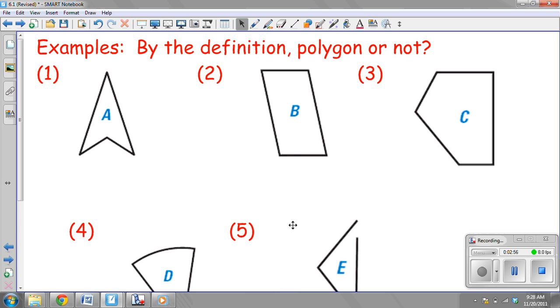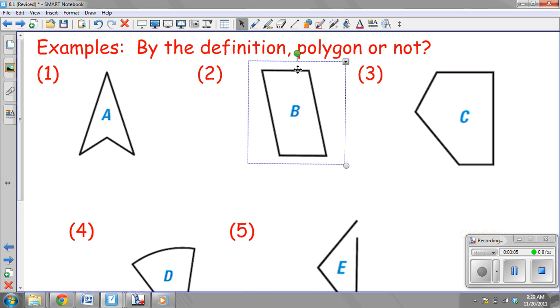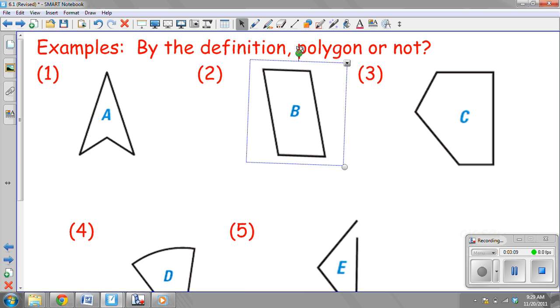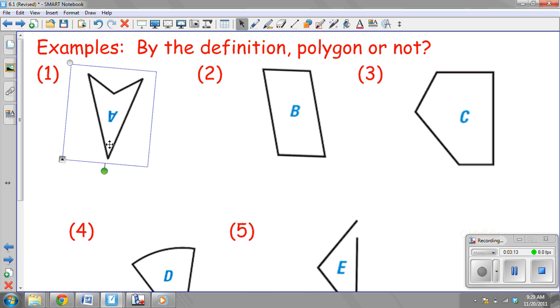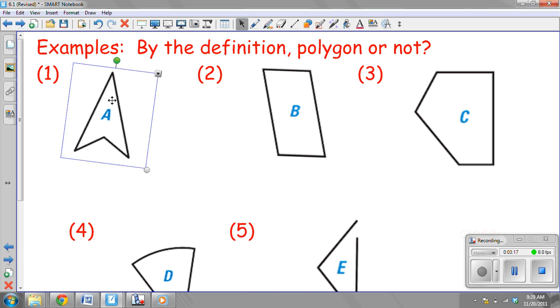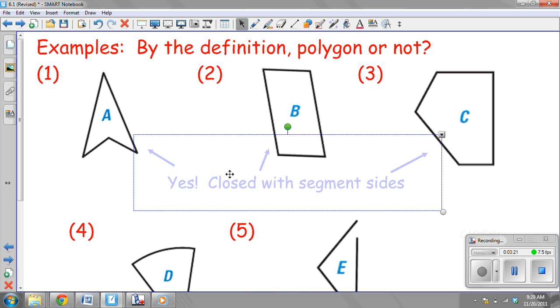All right, this one, instead of having all the diagrams as one screen capture, I chose to individually capture them. Doing this, I can actually rotate them, and give students a different orientation to look at. If they look at this one and think, oh, that looks like an arrowhead or something, and then look at it from a different way, they might see a completely different shape. But the goal is to see that all of these have closed segment sides, so they are all polygons.